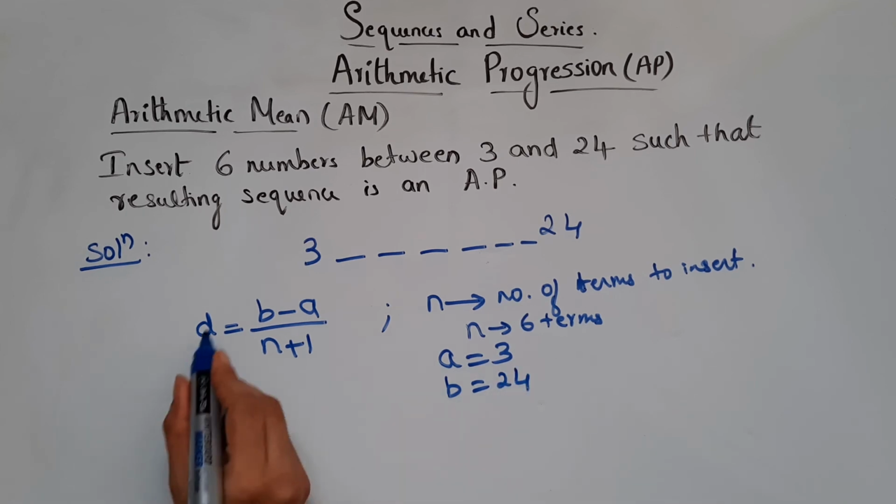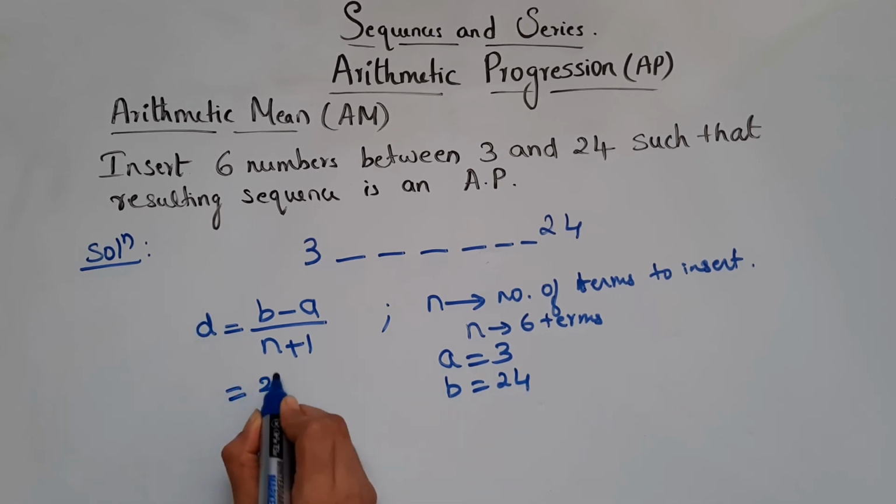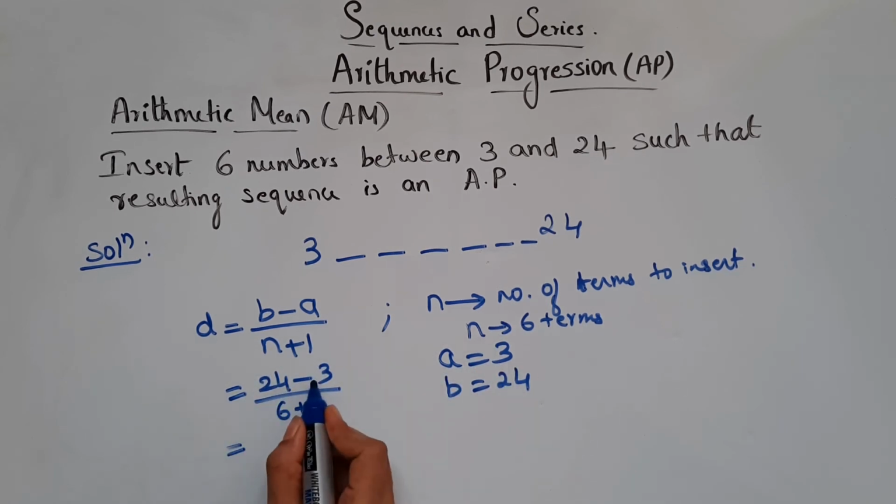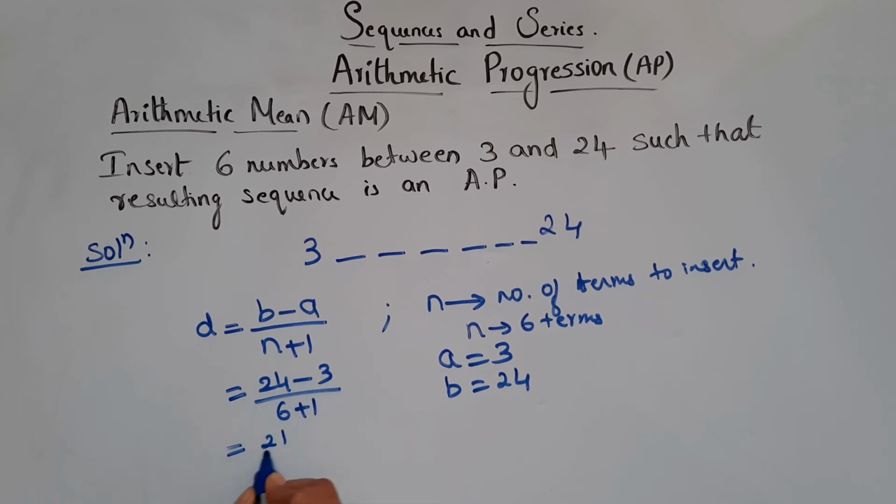So first let's find d. So b is 24 minus a is 3, by n is 6 plus 1, which is equal to 24 minus 3 is 21, so 21 by 7. 7 threes are 21, which is equal to 3. So the common difference is 3.